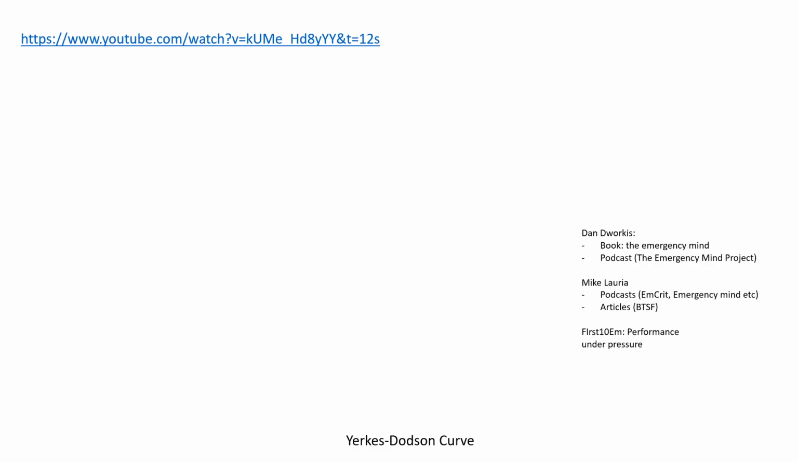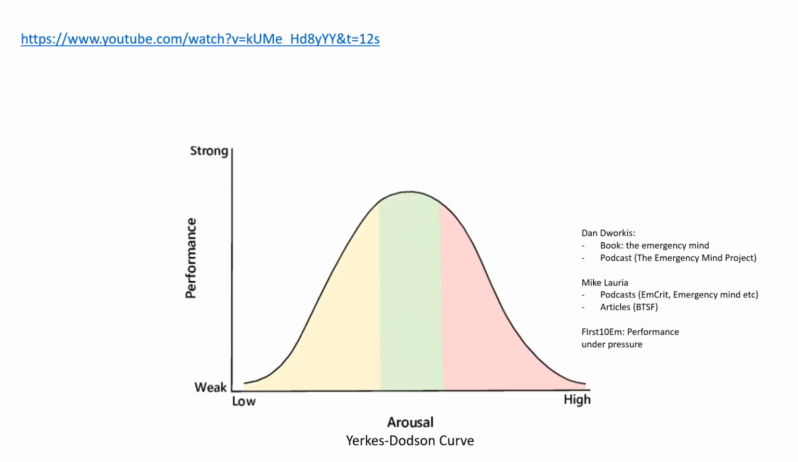Well, the thing is, and this is the last concept, and it's not really the topic of this talk, but it's non-technical skills. How do we actually get to do all of the things that we need to do in order to save the patient's life in the emergency room? Because it's really stressful. We have this thing called the Yerkes-Dodson curve, and if you want to check out Dan Dworkis' book and podcast and video on these things, I highly recommend that. It's all about performance under pressure. How do we keep performing under pressure during these stressful events?